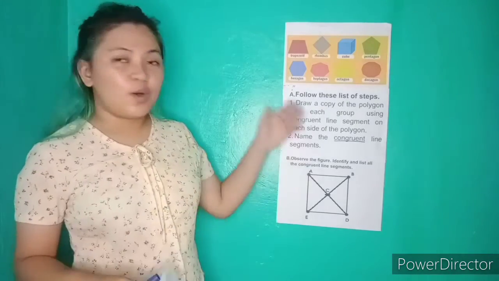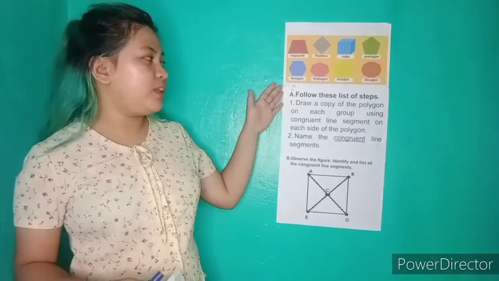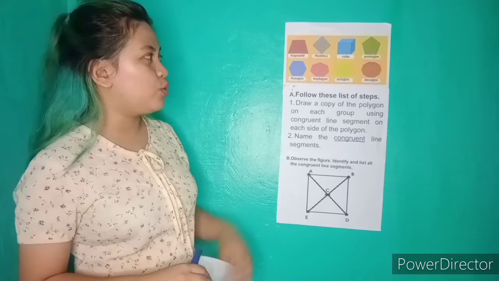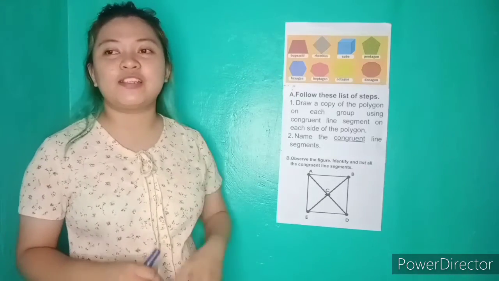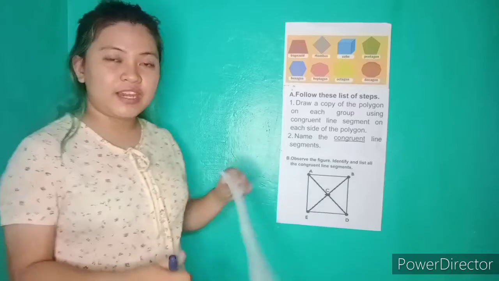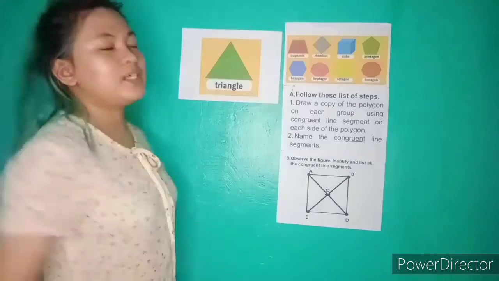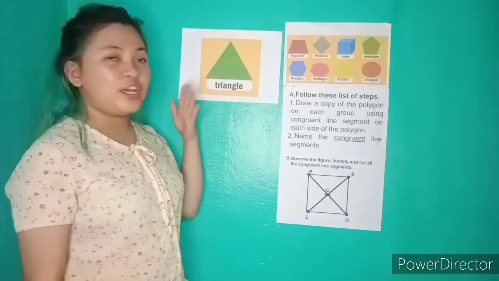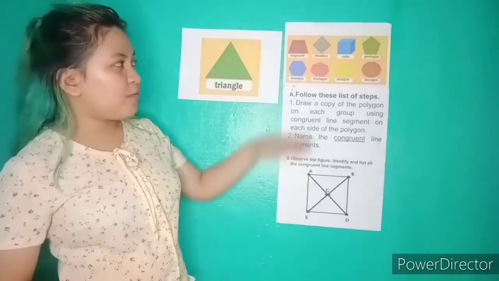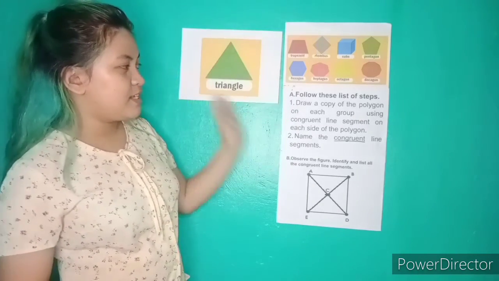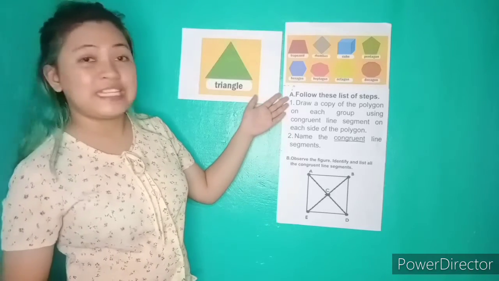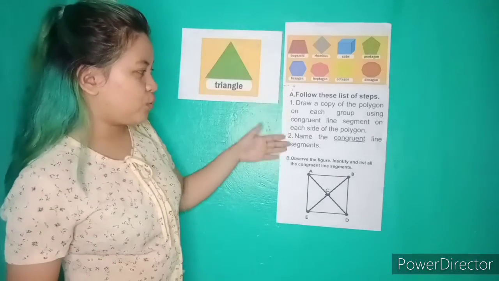Okay, so this is part 1 of our activity. What you're going to do is choose from this polygon. For example, I have here a triangle as my chosen image. If you choose the triangle, you need to first follow this list of steps. We have 2 steps here.